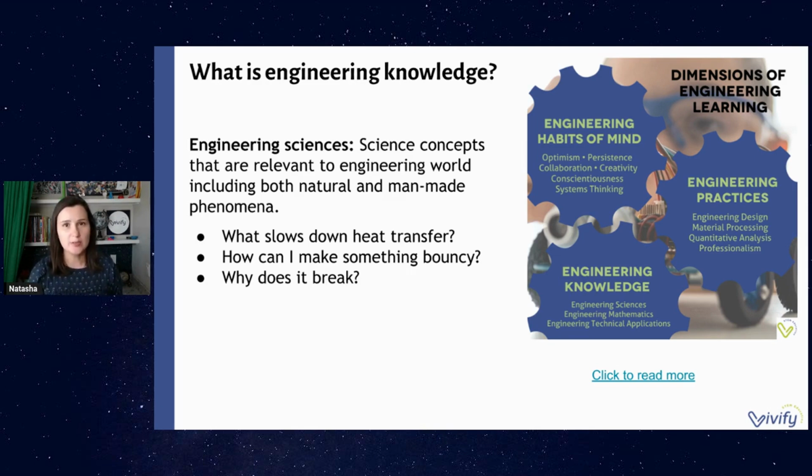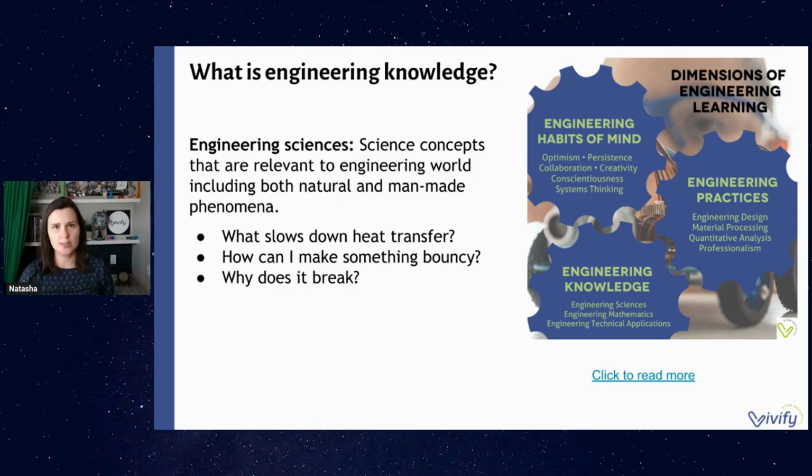The other piece is the habits of mind, which a lot of teachers do. So kind of the 4 C's, the 21st century skills. We have collaboration, creativity, persistence. Systems thinking is maybe one that's newer. So how can we understand that our design maybe is just one piece of a larger system? When we're designing one piece, how does it interact with a whole bunch of other pieces?